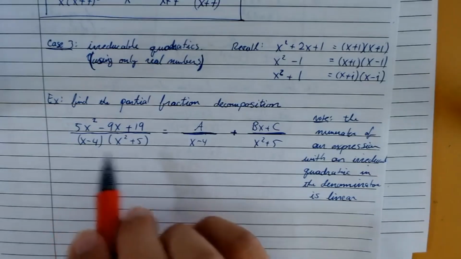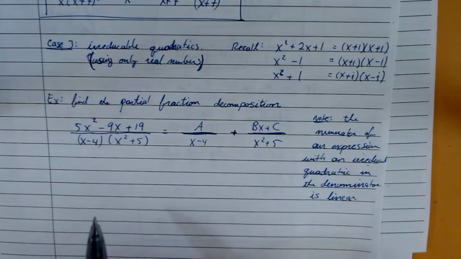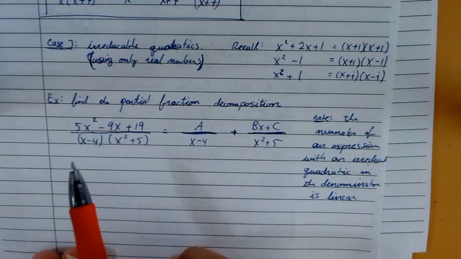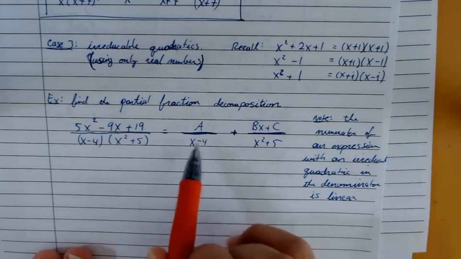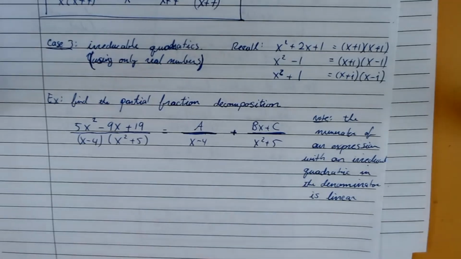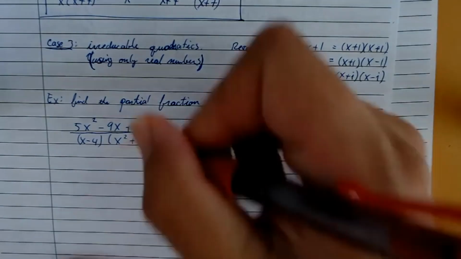We're going to multiply by the common denominator and solve. So note that the differences in our three cases are not how we solve, but how we set things up. Once things are set up, the solution is the same. Multiply by the common denominator, set up your systems of equations, and then solve.